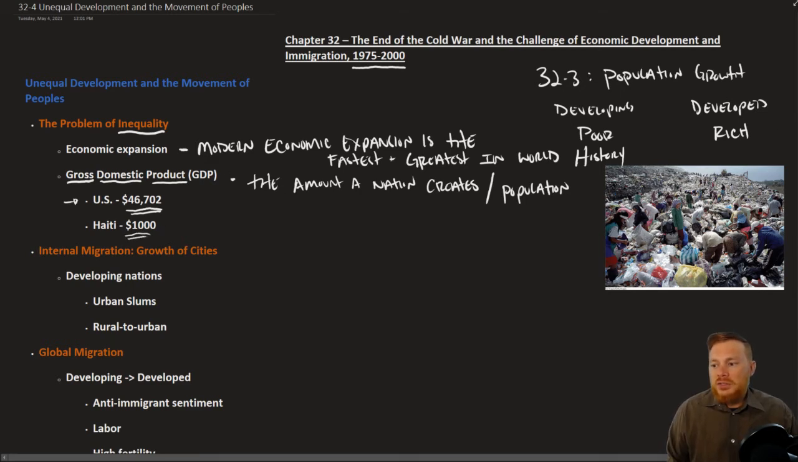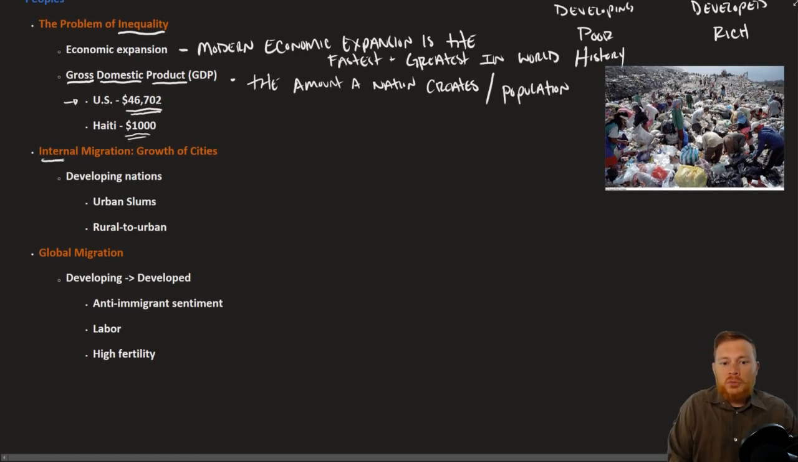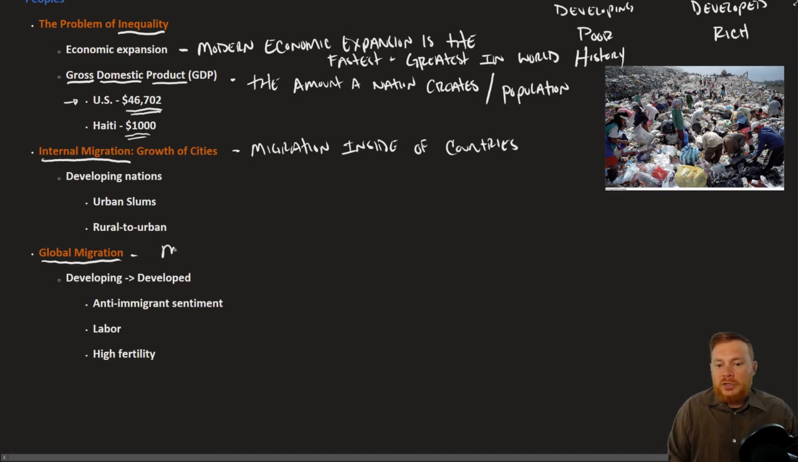And so what this has led to is two trends, right? One is internal migration. Internal migration refers to migration inside of countries, right? And global migration, which is migration between countries, right? So moving from one nation to another.